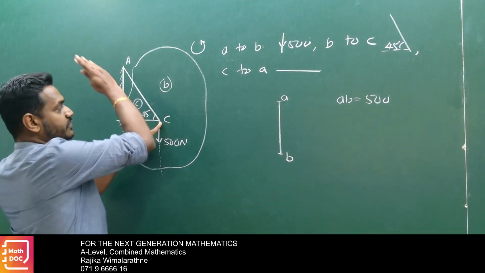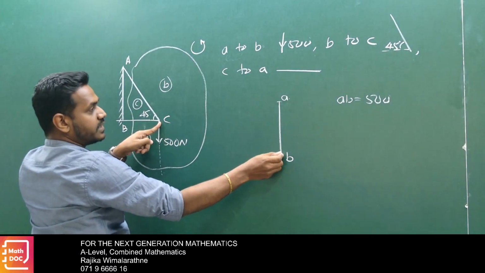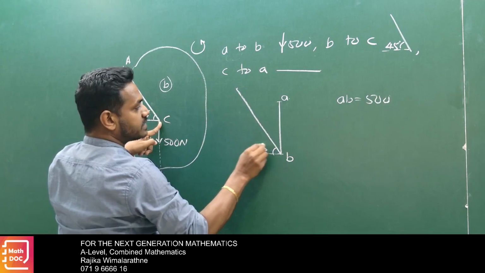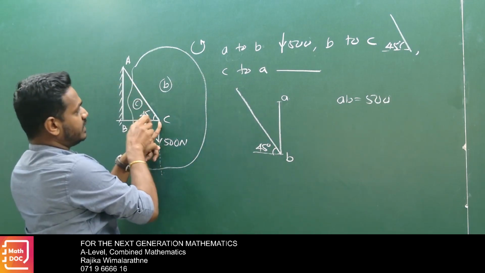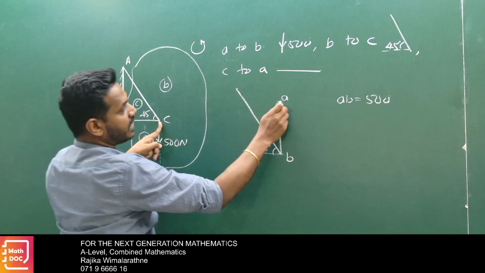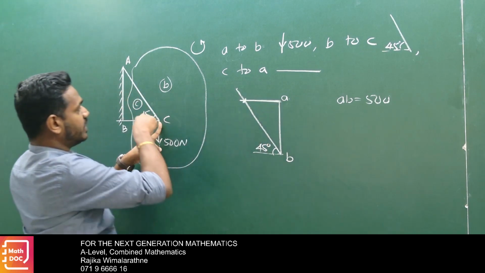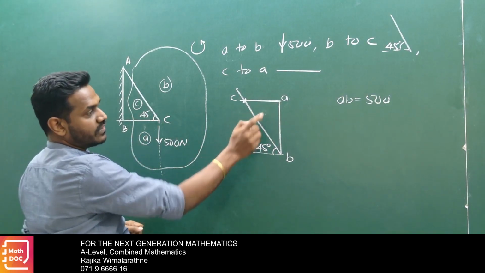B to C has 45 inclination, no? Then we know B, sketch a 45 inclination line. Then C to A, we get a horizontal one. A we know, sketch a horizontal line. Then the common point will be C, no? So here we call this the stress diagram.